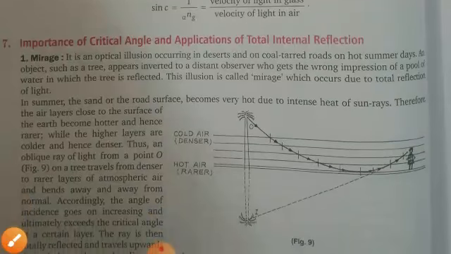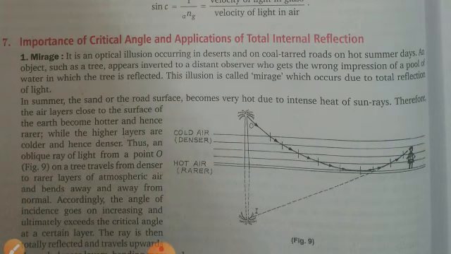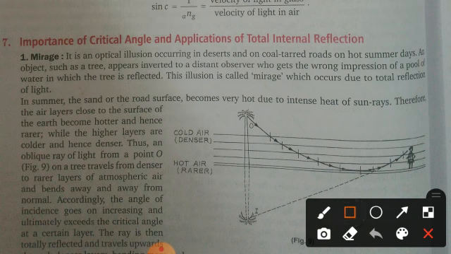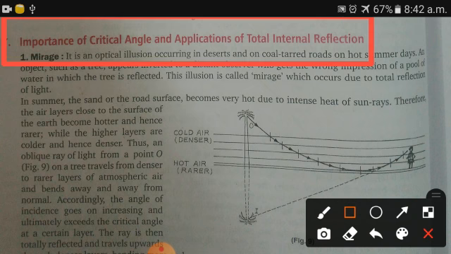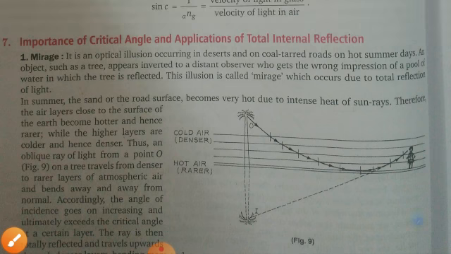Now, what are the importance of critical angle and the applications of total internal reflection? These are some of the importance. The first one is mirage. I hope you know what a mirage is. It is an optical illusion occurring in deserts and on hot tarred roads on summer days. When you travel on the road in summer and look at a distance, the road looks very shiny, as if water is spread over its surface. This is due to the mirage.